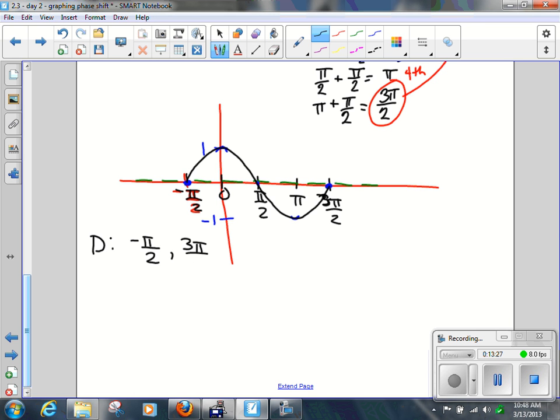Let me ask you something. Is this going to get parentheses or brackets? Why is it going to get brackets? Is this point included on my graph? How do I know? It's the beginning and it's a closed circle, right? So it's going to be brackets. How about the range, folks? This one's easy. All right, let's go from smaller number to bigger number. -1 to +1. I always like to go in chronological order. And is it parentheses or brackets? Brackets.